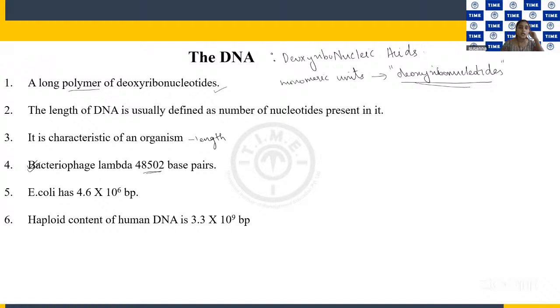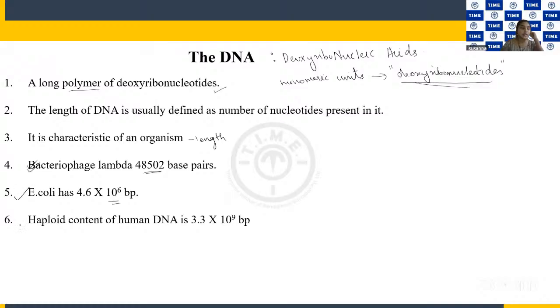E. coli has 4.6 into 10 raised to 6 base pairs. E. coli is a bacterium, Escherichia coli. If you look into E. coli's genetic material, it has how many base pairs? 4.6 into 10 raised to 6 base pairs, which is again unique to E. coli. So that we covered.